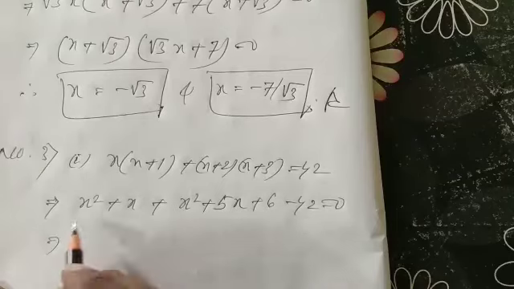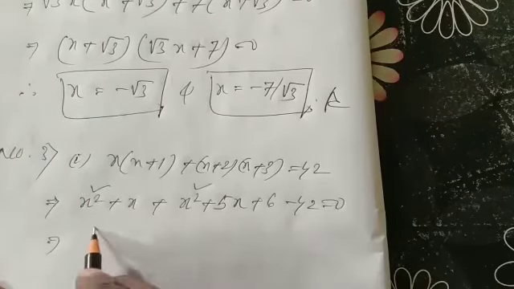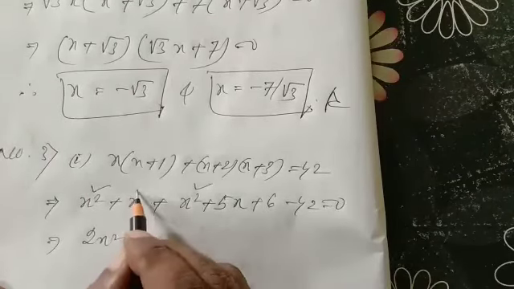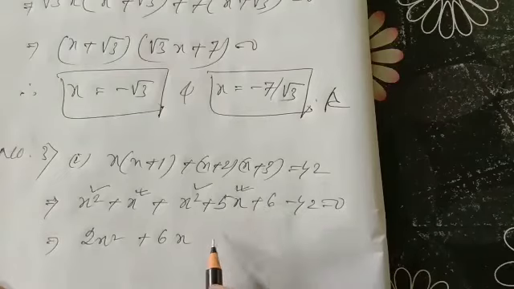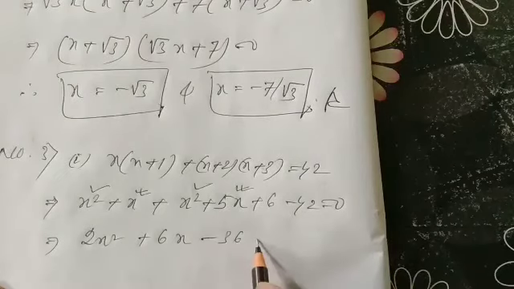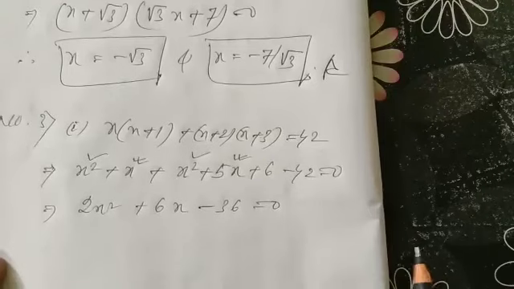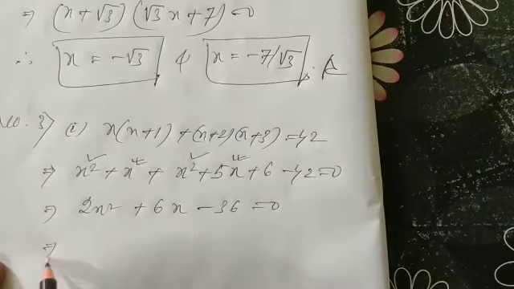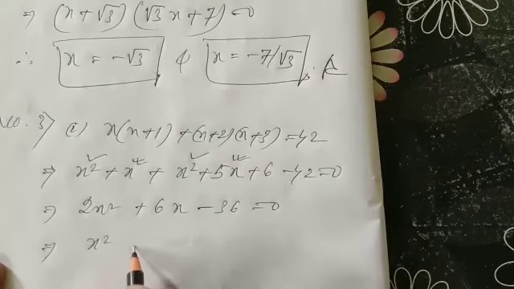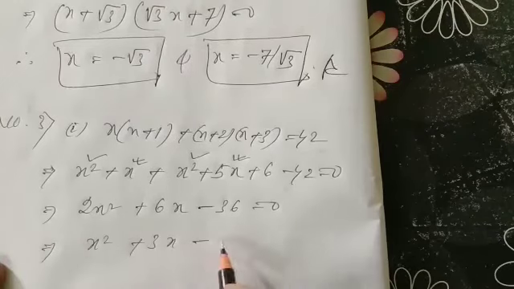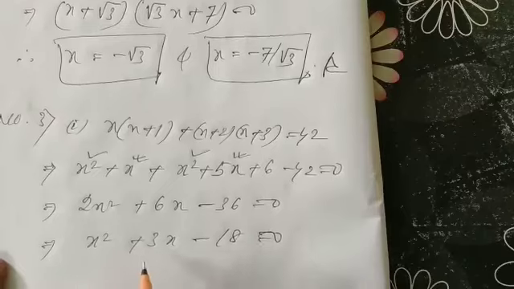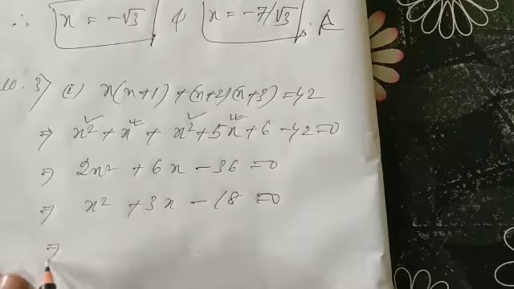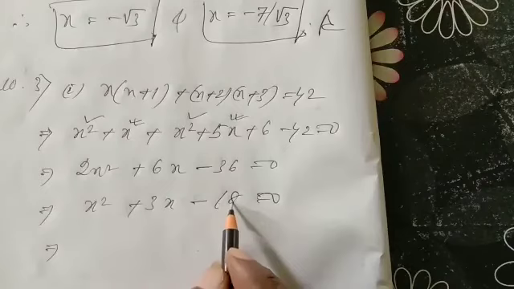Now all the x square is added. Here x square, here x square, that is coming 2x square, and here x, and here 5x. How much are we getting? Plus 6x plus 6 minus 42, it will be minus 36 equal to 0. After that, you can divide both sides. This will be x square plus 3x minus 18. This is the quadratic equation. You have to solve by middle term. Okay. How to solve? Multiplication minus 18, addition is plus 3.